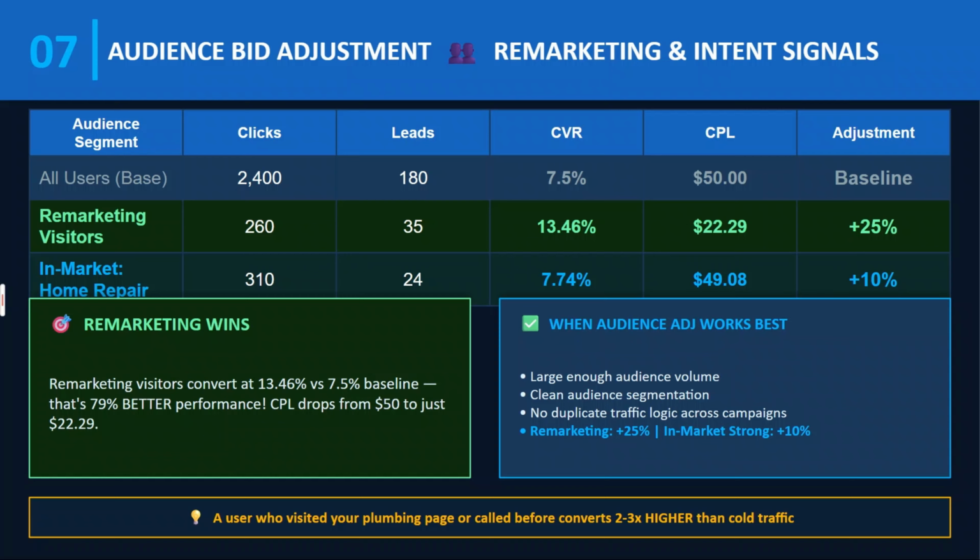Okay. The lesson here is simple. A person who already knows you, who already visited your website or called your number is much more likely to convert than a complete stranger. So when they search for a plumber again, you want to make sure you show up first and pay a little more for those clicks. It is worth it. Okay.